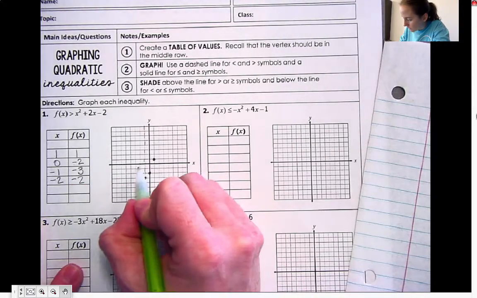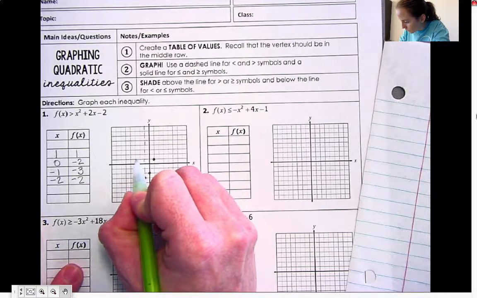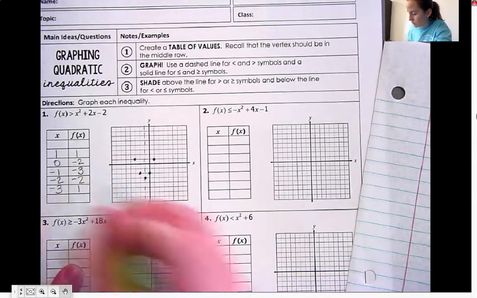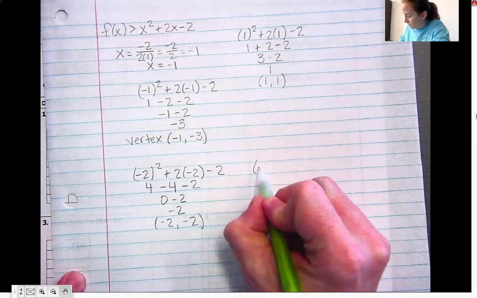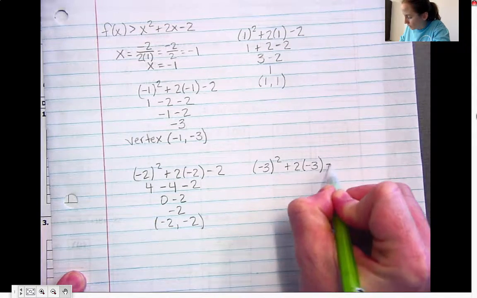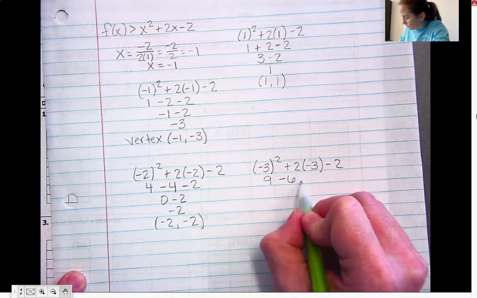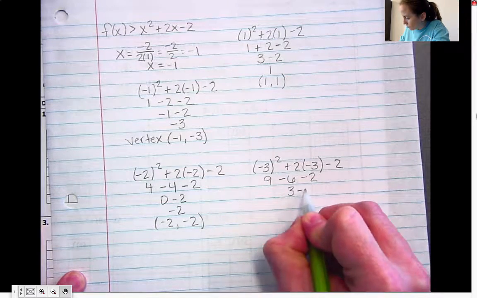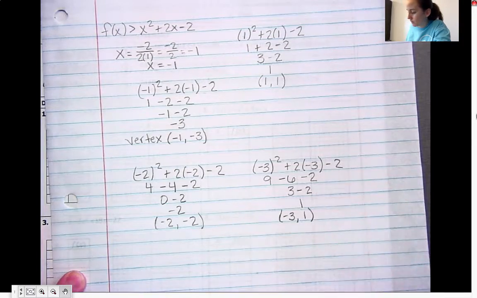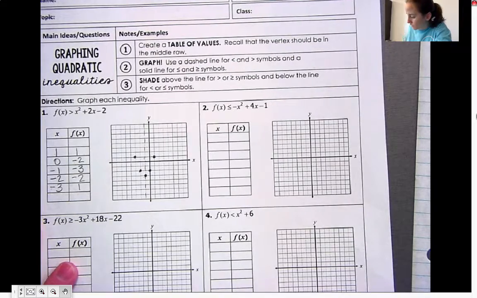Okay, at negative 3, I should have a reflection here. So I should have 1 at negative 3. Let's double check that. If I plug in negative 3 and square it, plus 2 times negative 3 minus 2. 9 minus 6 minus 2. 3 minus 2 is 1. So at negative 3, when I plugged it in, I got 1. Negative 3, 1.